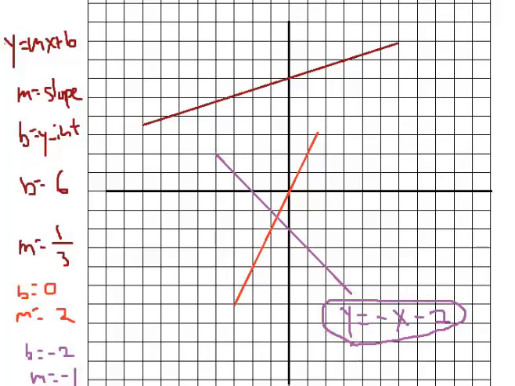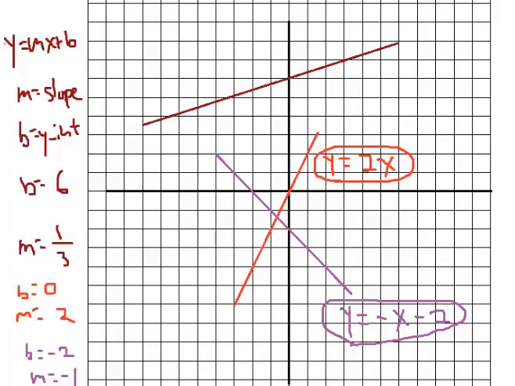Let's take the red one. For the red one, we had b equals 0, and the m was 2. So if we wanted to write the equation for the red one, we would have y equals 2x, because the m is 2, plus 0, or we can just leave it at 2x because plus 0 is meaningless.